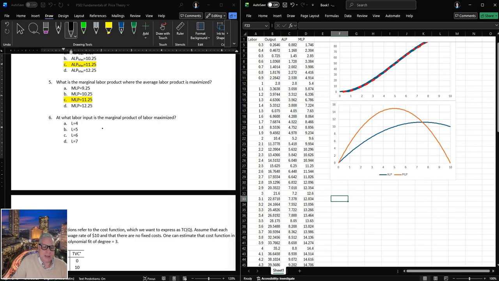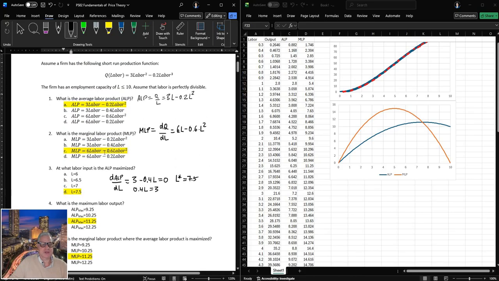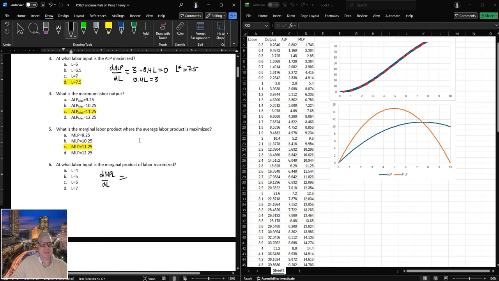So we take the derivative of output with respect to labor. I mean, that's the marginal product of labor. So we take the derivative of the marginal product of labor with respect to labor, and then set that equal to 0. So the marginal labor product is 6L minus 0.6.